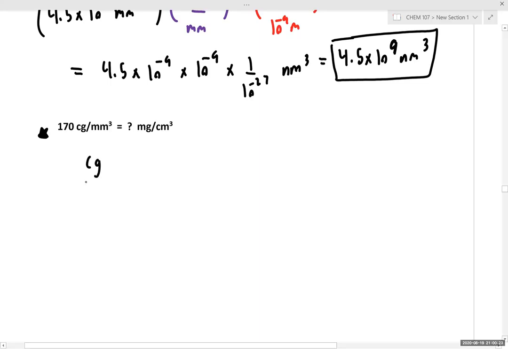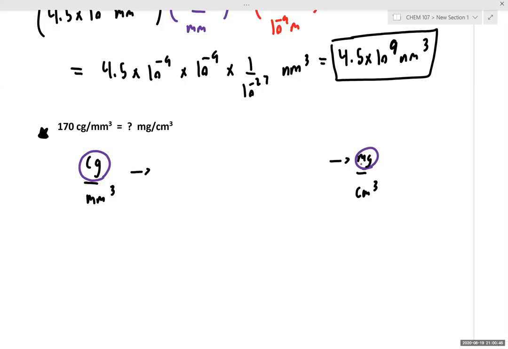Let's make our solution map now. We have centigrams per millimeter cubed. Our end goal is milligrams per centimeter cubed. Okay? So, first things first, let's deal with the top units. We're trying to go from centigrams to milligrams. So what is our stepping stone? Grams. So we're going to go to grams per millimeter cubed and then milligrams per millimeter cubed.